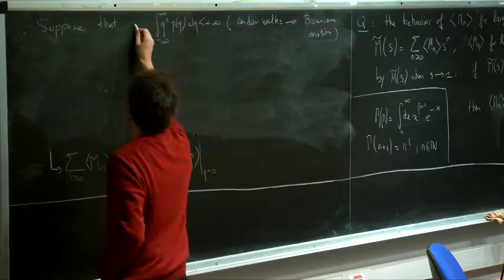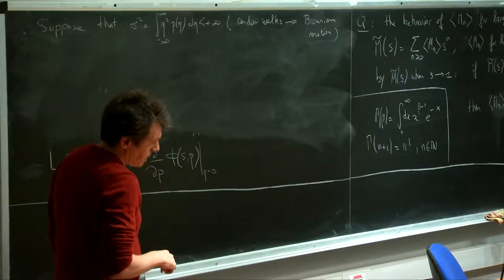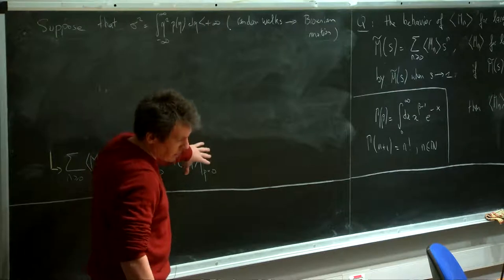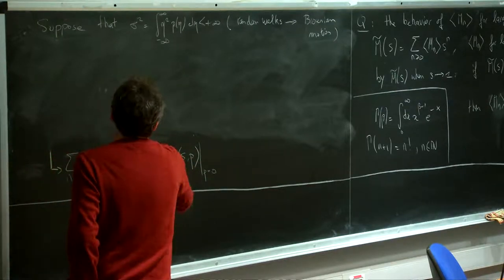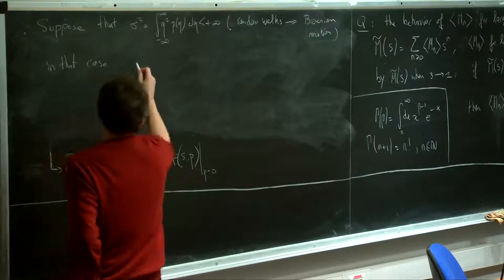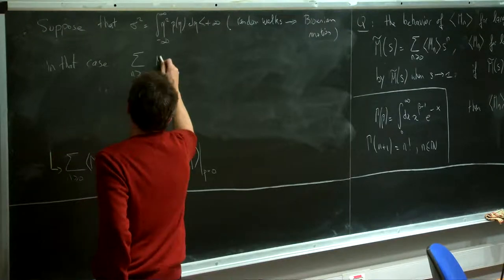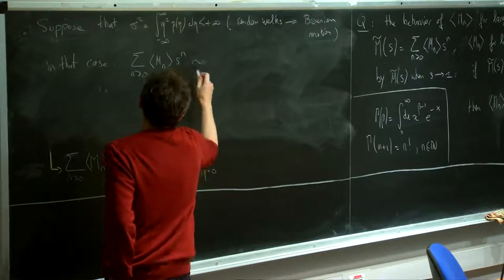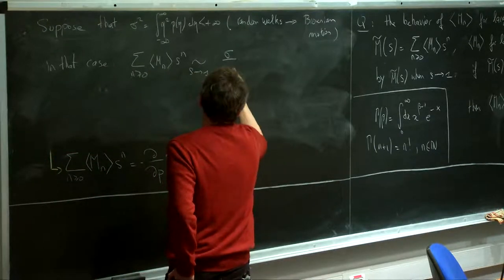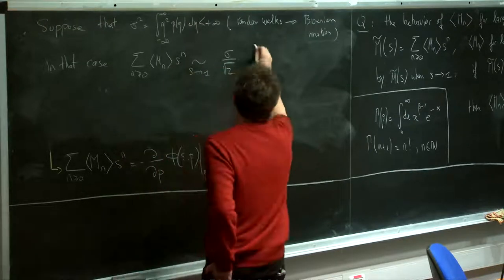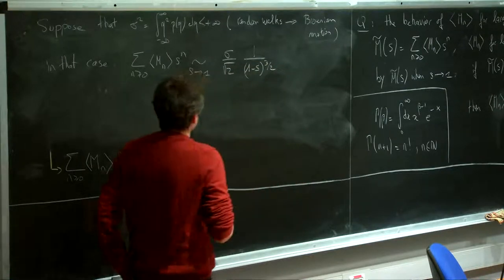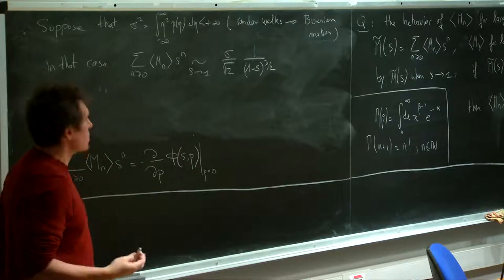In that case, there is a sigma. Let me define sigma squared this way. What you can show in this case is that you can actually extract the behavior of this term, and one can show that this generating function behaves, as s goes to 1, as sigma divided by square root of 2, divided by (1 minus s) to the power 3/2. That's the result of the analysis.